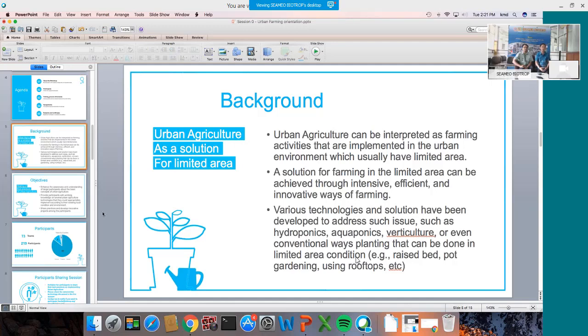And this is what you will be learning in the next few days from our resource persons. These technologies and solutions have been developed to address this issue, and part of the curriculum will discuss hydroponics, aquaponics, verticulture, or even some conventional ways of planting that could be done depending on the condition you have in your school or in the communities around your school. This could also include having a raised bed or just using pots, or using your rooftop, if you have a very nice rooftop where you can put your pots and even raised gardens.